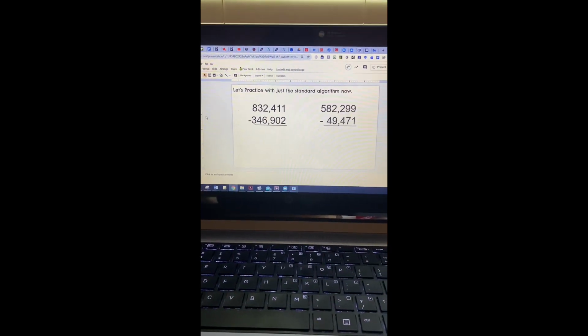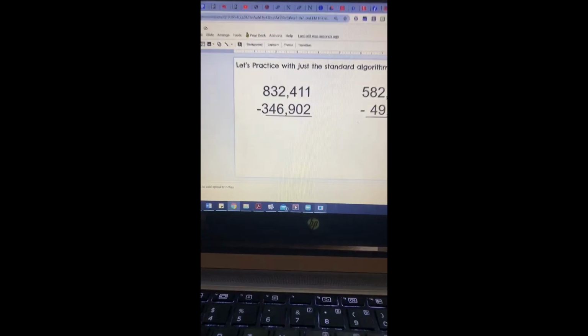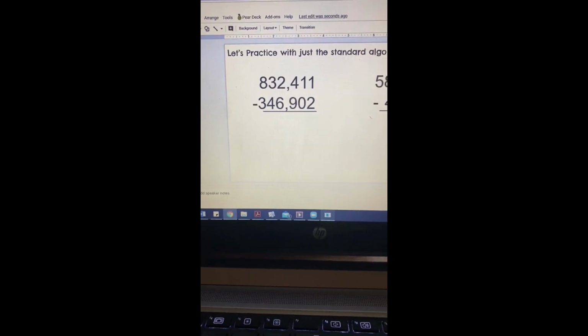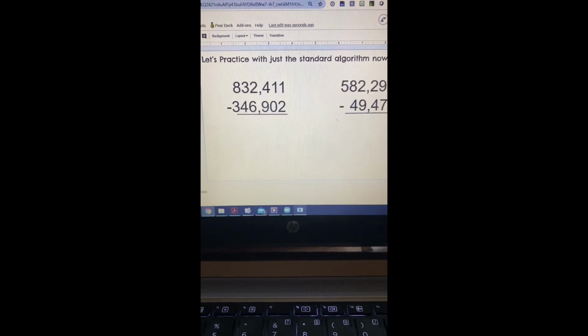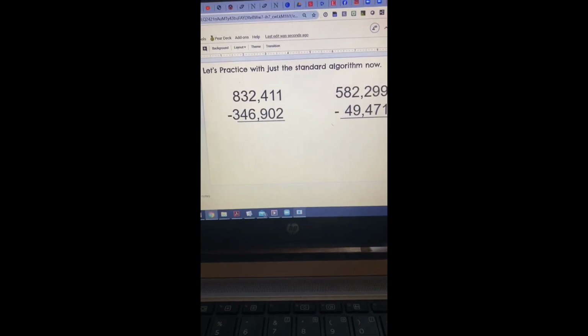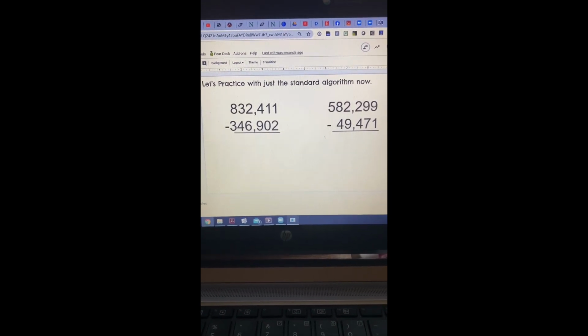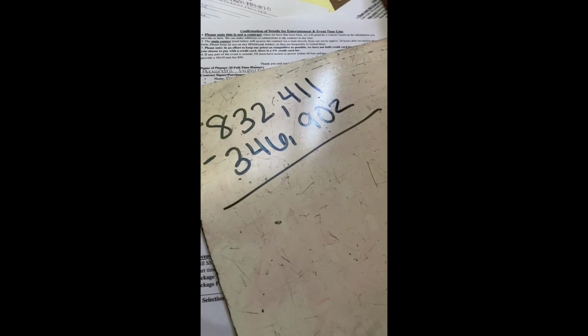All right, and now we're just going to practice some bigger numbers with the standard algorithm. We don't have to write out as much. We just want to keep practicing. So we're going to do 832,000, I'm writing mine down on my paper, 411 minus 346,902. You can just watch me do this one, and then I'll let you guys try the next one.